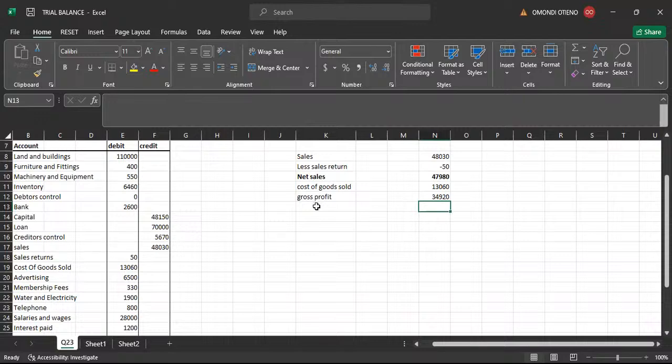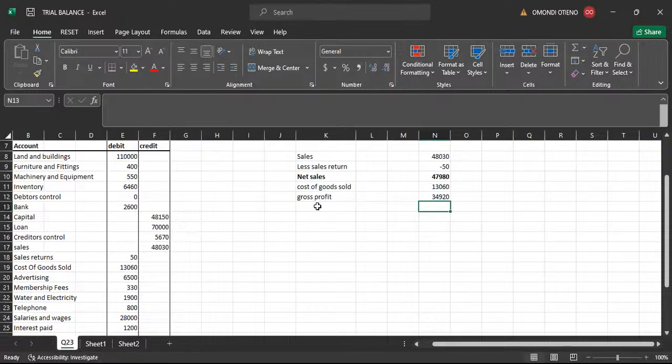Okay, we don't have any other income. The revaluation gain to be under the comprehensive income. We don't have gain on disposal of a non-current asset. We don't have discount received. We don't have income from rental houses.